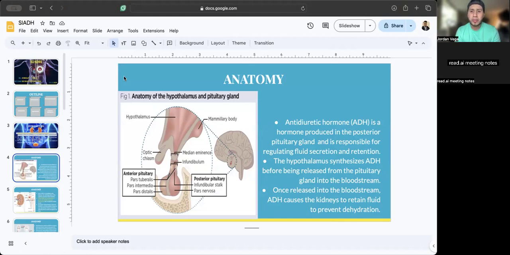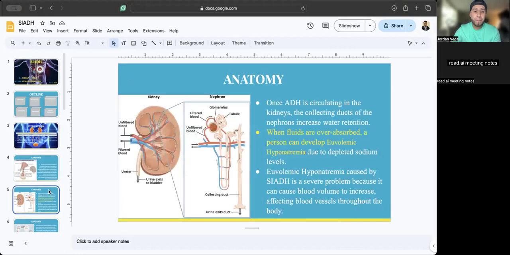Antidiuretic hormone is responsible for regulating fluid secretion and retention. The hypothalamus is in charge of synthesizing antidiuretic hormone before it is released from the pituitary gland into the bloodstream. Once released into the bloodstream, antidiuretic hormone causes the kidneys to retain fluid to prevent dehydration. Once it makes its way to the kidneys, it goes to the collecting ducts of the nephrons, which increases water retention, which is kind of what's illustrated here.